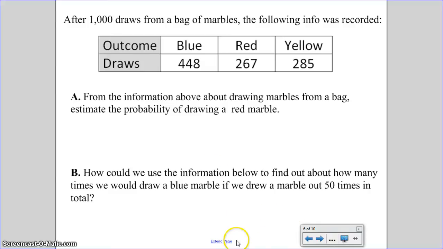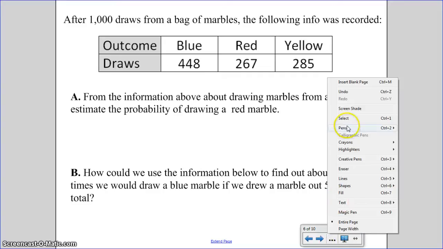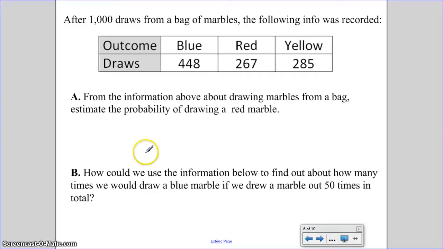Our first example is after 1,000 draws from a bag of marbles, the following information was recorded. And then we have these different colors and how many times we drew blue, red, and yellow. So let's take a look at this first example. It says, from the information above about drawing marbles from a bag, estimate the probability of drawing a red marble. Well, as you know from our notes yesterday, we're always going to write down the probability and then the event.